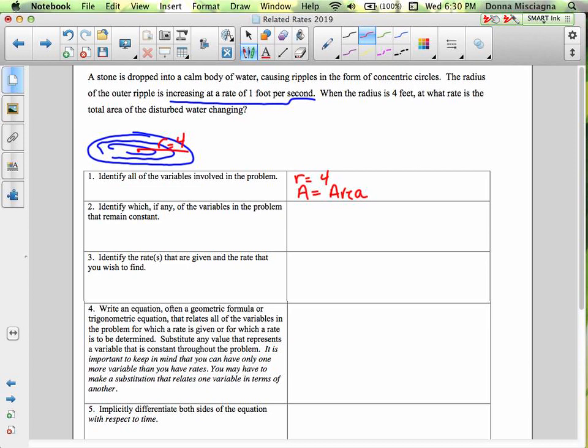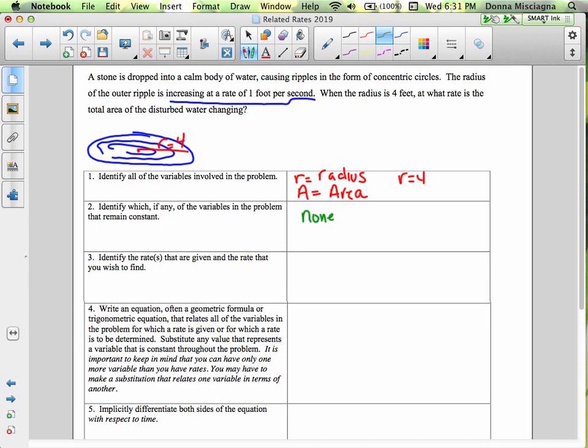Identify which, if any, of the variables in the problem remain constant. Well, nothing's going to be remaining constant here. And actually, let me put r equals radius. We're interested when r is 4. It's not remaining constant, but we're interested when the radius is 4. So here, none of the variables are constant. As the radius increases, the area is going to increase. So none.